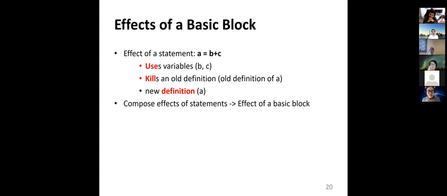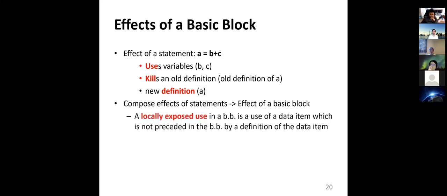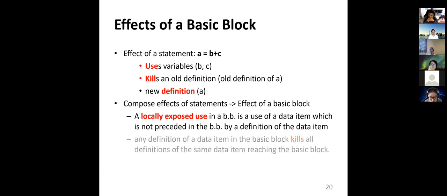So then we can compose the effects of individual statements into something called the effect of a basic block. How do we do it? Well, we define a term called a locally exposed use in a basic block. To save time in writing, I would just use BB for basic block. A locally exposed use in a basic block is a use of a data item which is not preceded in the basic block by a definition of the data item. So it's something that was not overwritten, which means that the use is possible.